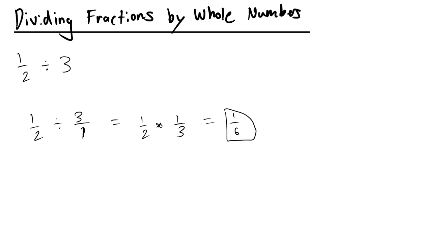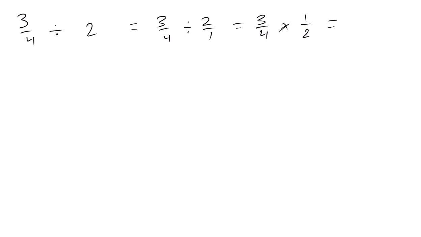Let's try another example. Let's say we have 3/4 divided by 2. Now feel free to pause the video and try this on your own. Not 3, 2. But 3/4 divided by 2 is equal to 3/4 divided by 2/1, which is also equal to 3/4 times 1/2. And your answer is going to be equal to 3/8.